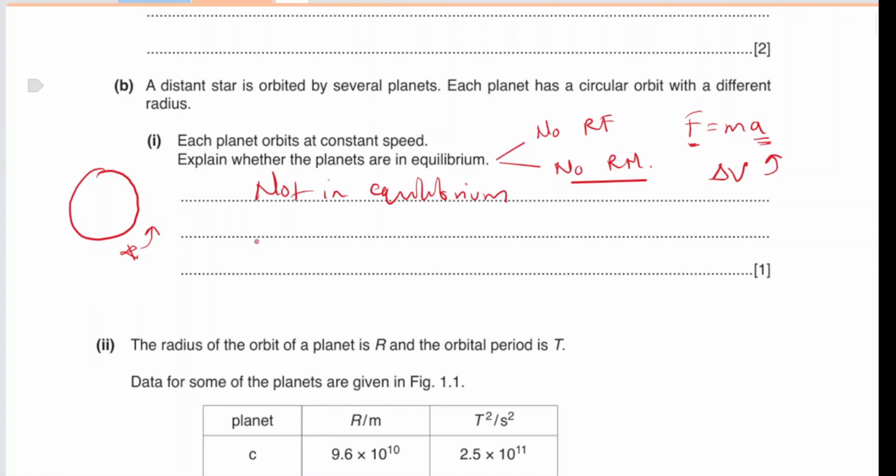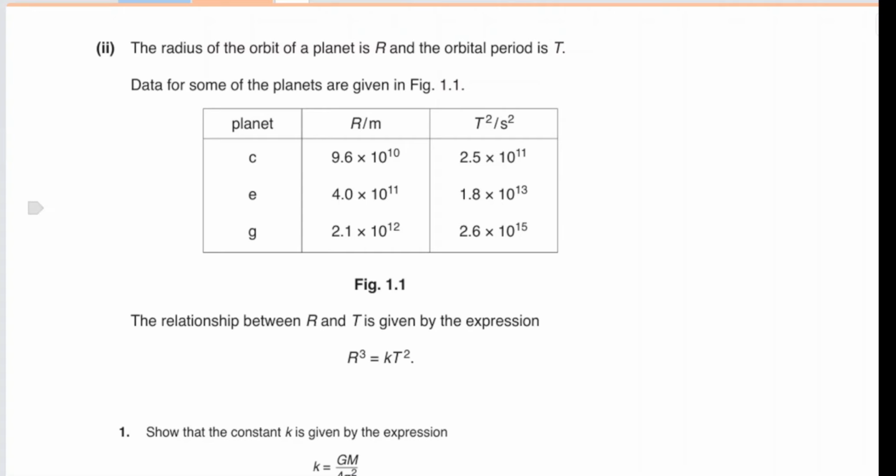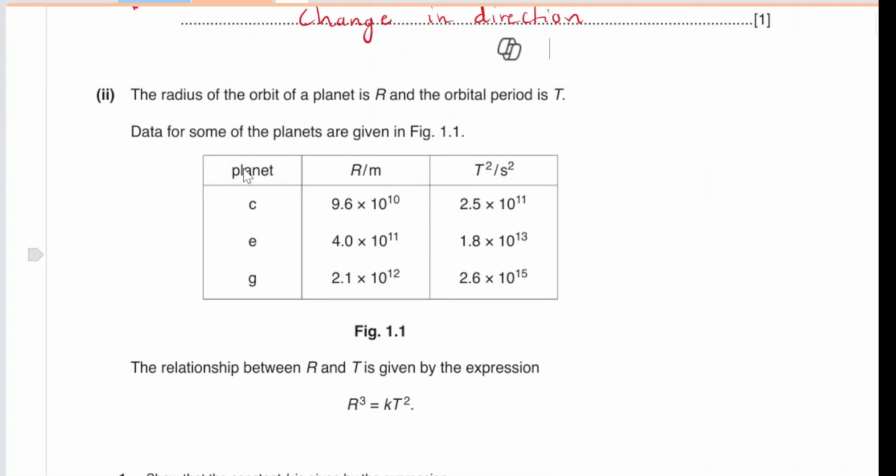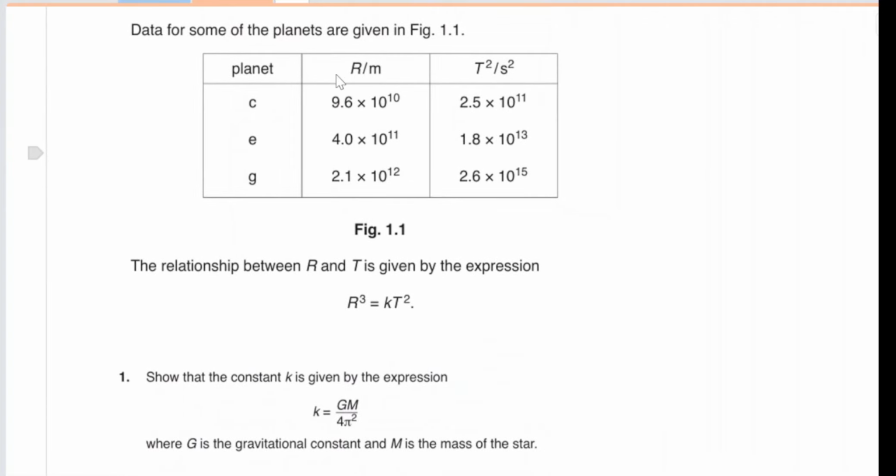Excuse my handwriting. And why is that? Is because change in velocity due to change in direction. Going to the next question. The radius of the orbit of a planet is r and the orbital period is T. Data for some of the planets are given in this figure.